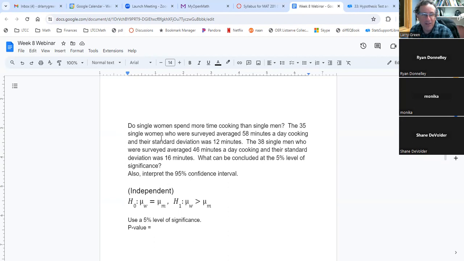And because of this word more, H1 will be mu sub W is greater than mu sub M. Any questions on that idea? Any questions? Okay, so those are going to be our null and alternative hypotheses. Okay, we use a level of significance of 5%, so we need a p value.